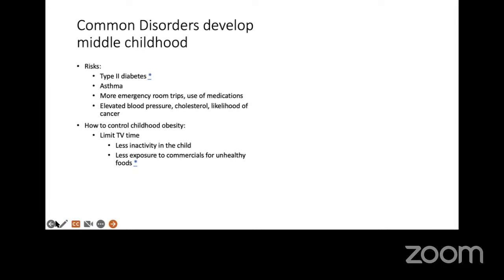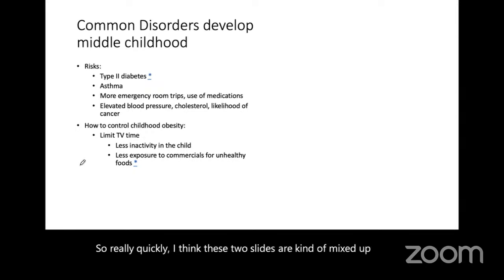So really quickly, I think these two slides are kind of mixed up. What are some other risks and disorder risks in middle childhood?